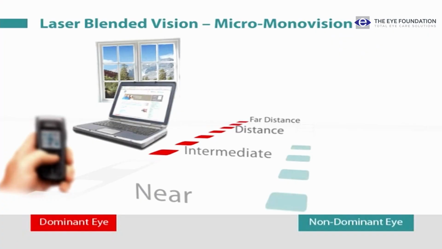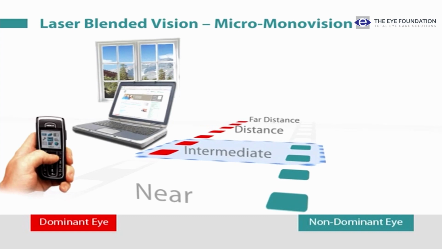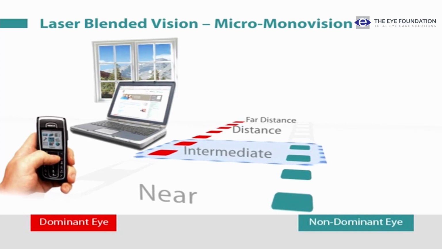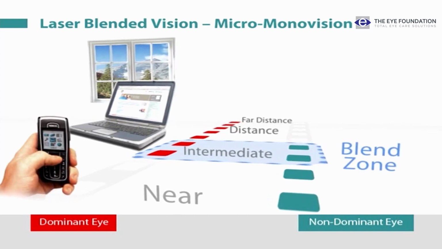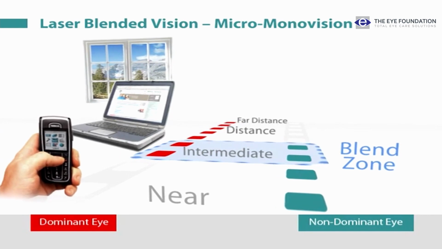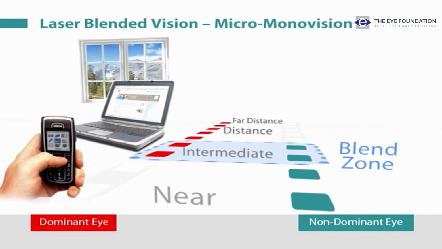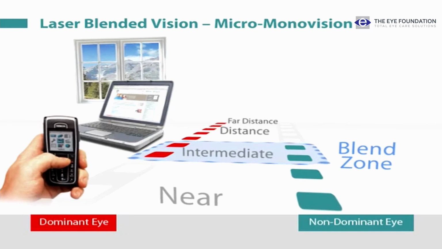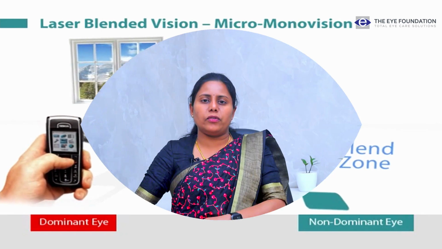And even patients who are nearing 40 years, who have the complaints of presbyopia, that means near vision issues, can also undergo LASIK with the added advantage of getting their near vision corrected too. That is called micro mono vision, which means we give full distant correction in the dominant eye and we do a little under correction in the other eye for near, and with both eyes open, they have very good distant as well as near vision correction.